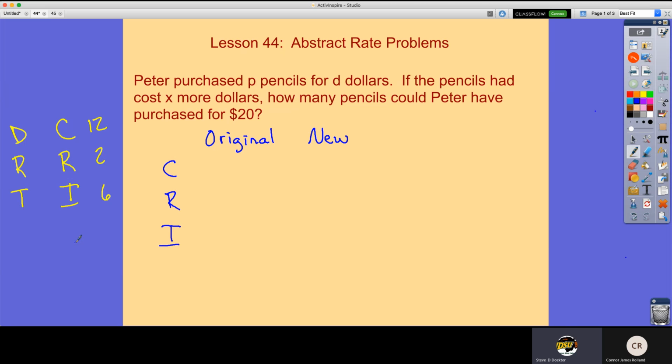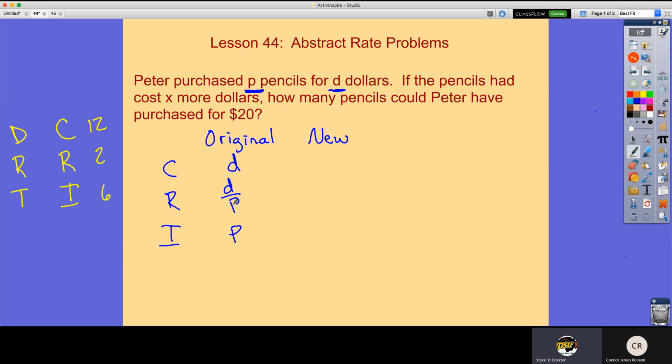We've got to figure out what our original information is. We have P pencils. Well, those are our items. P is going to go into where we see an I there. Then D dollars. Where do you think the D goes? Into the cost, yeah.